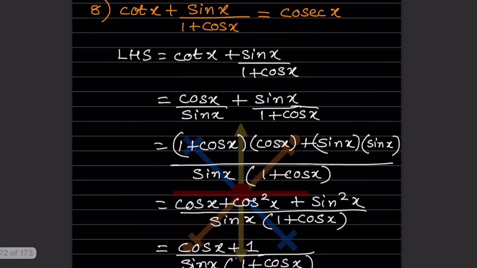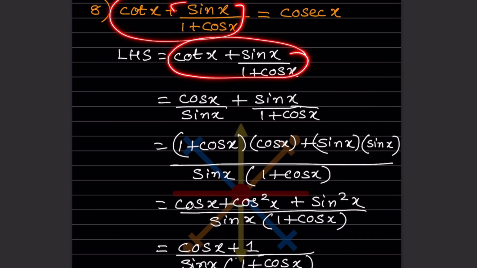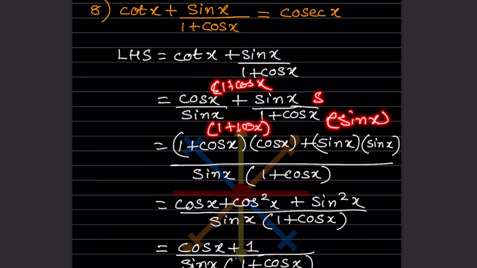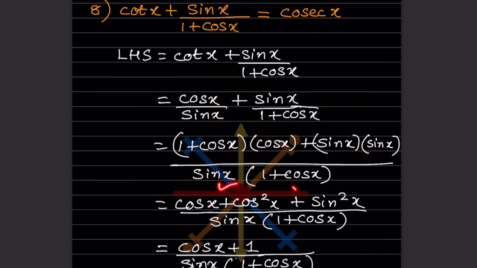Now here again we'll write this one the same. Cot means cos by sine. This will be as it is, this will be as it is. Now what we can do here is check the LCM. Here you need an extra 1 plus cos x, so here also you need 1 plus cos x. So here will be what? Sin x. And here also sin x. So what will be the 1 plus cos x, and this is cos x plus sin x into this sin x. So what remains is sin x and 1 plus cos x.